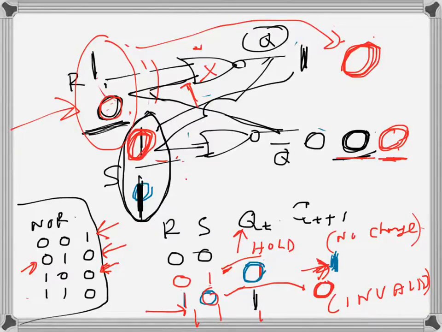So basically the output is following the S, which can be called the set input. When set is 1, output is becoming 1. When set is 0, output is becoming 0. Anyway, we'll finish. This video is already very long.